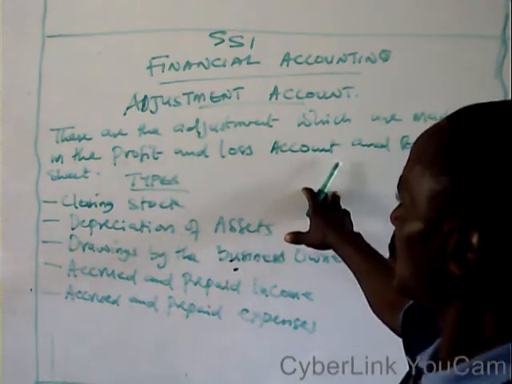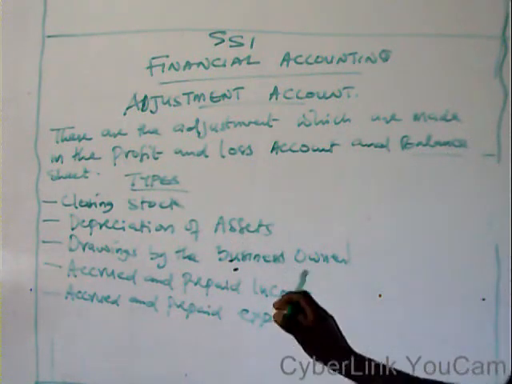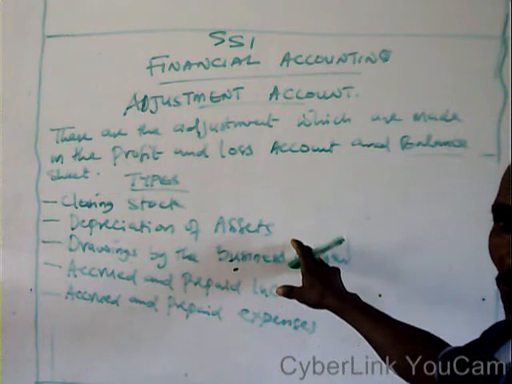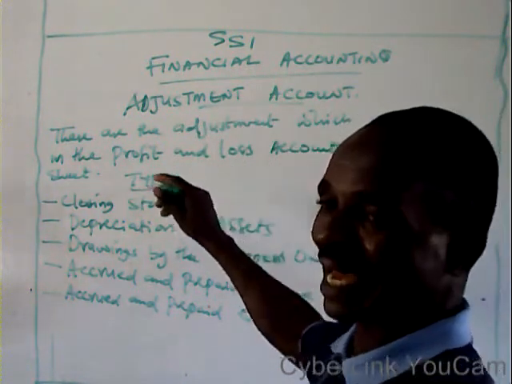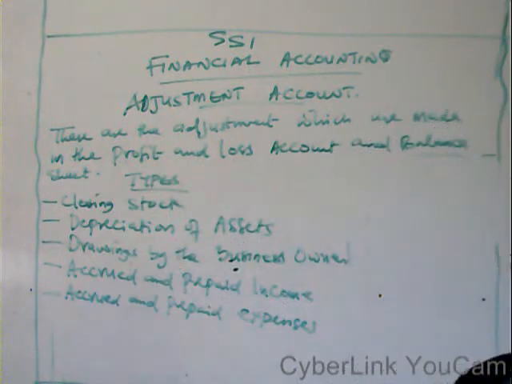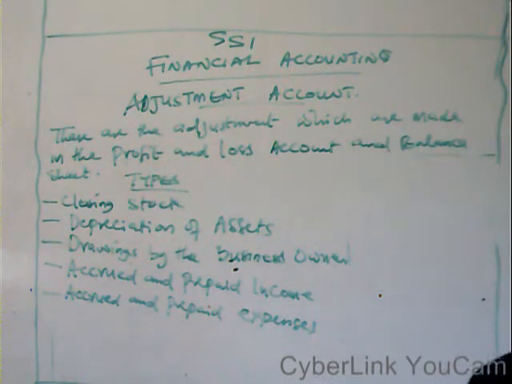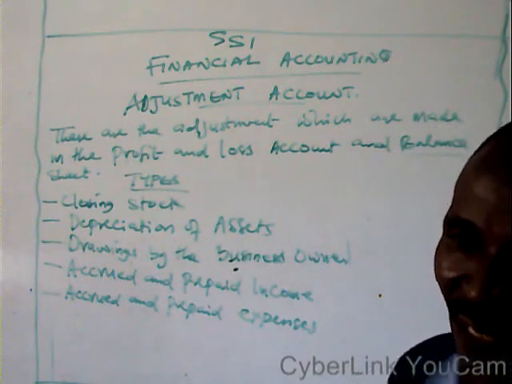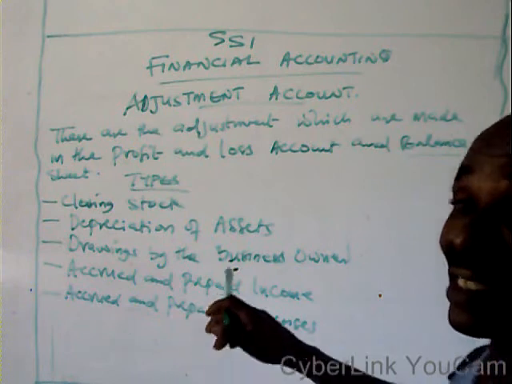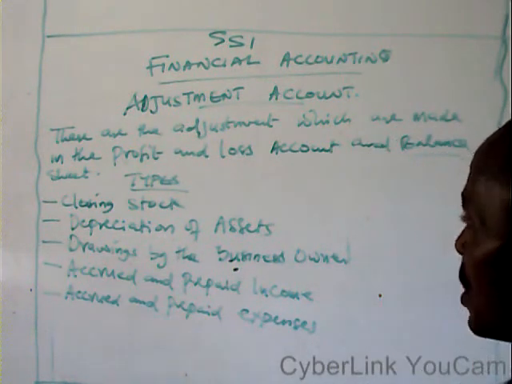The adjustment appears after the trial balance has been given, under the additional information. The adjustment will appear twice in the account. All the information we have below the trial balance, we must give double treatment. The first treatment will appear on the trading profit and loss account, and the second treatment will be transferred to the balance sheet at the end of the year.